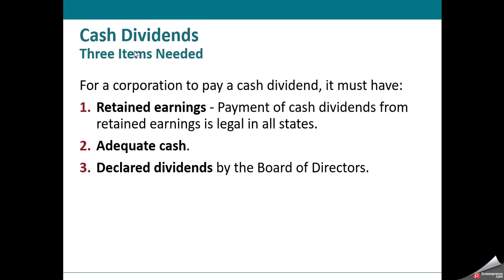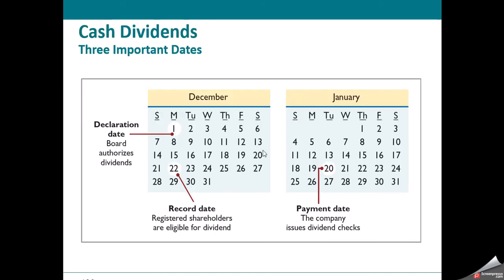So in order for the company to pay out cash dividends, they have to have retained earnings, meaning they had to have net income. They have to have adequate cash to be able to pay it out, and the board of directors has to approve it or declare it. So here just kind of shows you some dates.